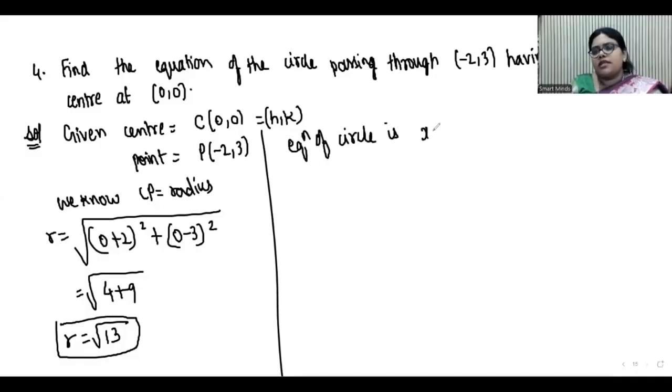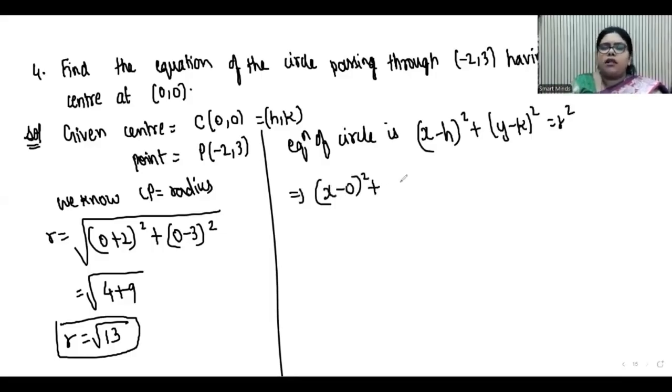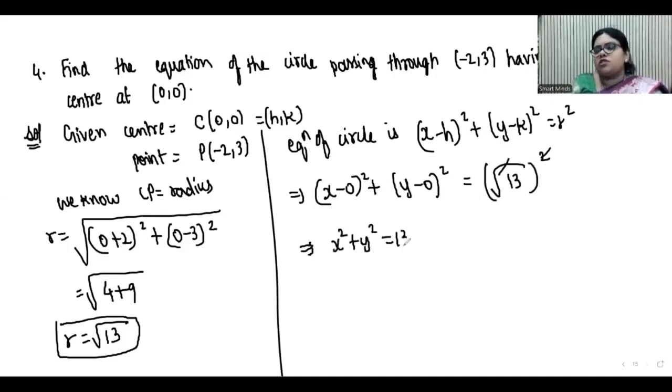Equation of circle is (x minus h) whole square plus (y minus k) whole square is equal to r square. So (x minus 0) whole square plus (y minus 0) whole square is equal to (root 13) whole square. Square root gets cancelled. You are left with x square plus y square equals 13. This is the final answer.